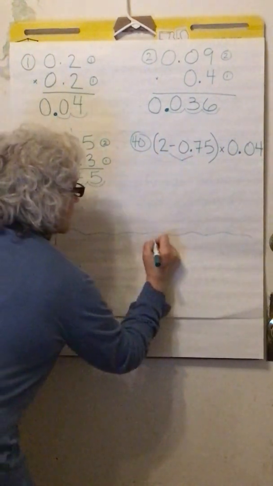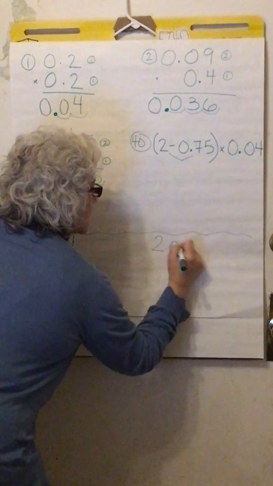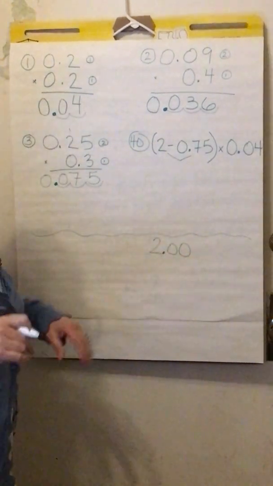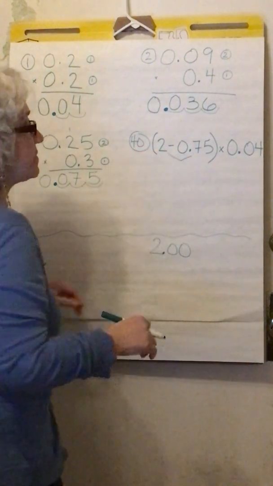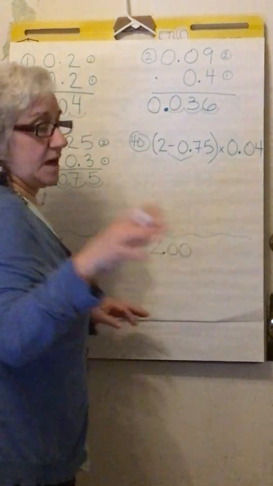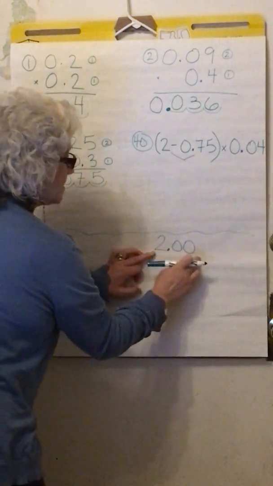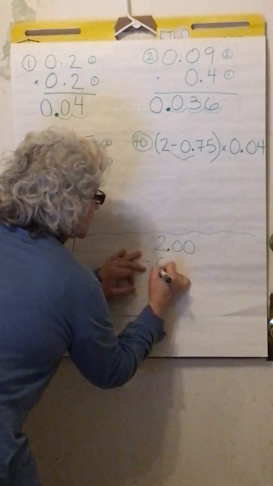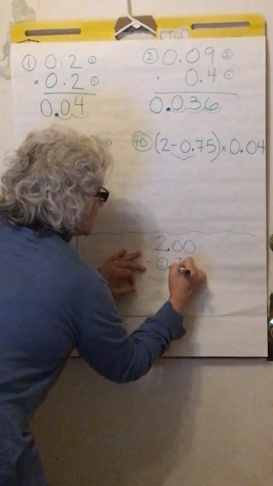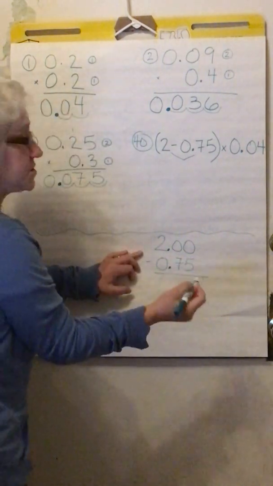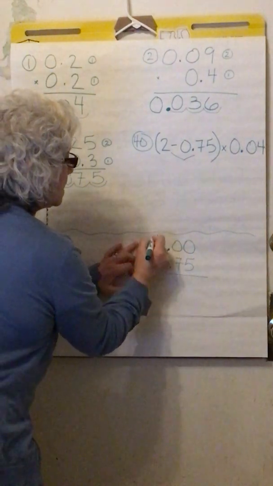And so we will, on our scrap area, subtract, right? I'm giving myself decimal places because I have to align my decimal for subtraction. I have to remember those rules. So the 2 becomes 2.00, and we're subtracting 0.75. And now we go ahead and do our subtraction.